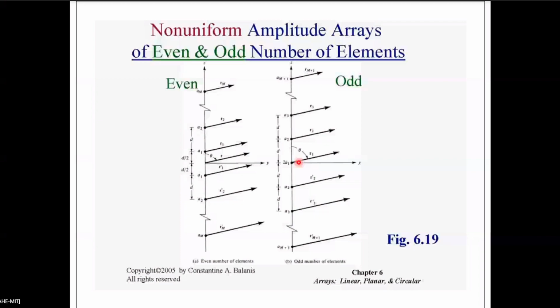Any questions on this slide? No, sir. Okay. Even means 2m. If he gives 2m equal to 10, then capital M will be 5. Similarly, if he gives 2m plus 1 equal to 9, then m is 4, like that. Okay.